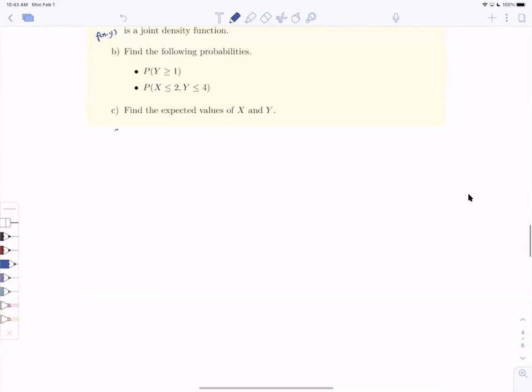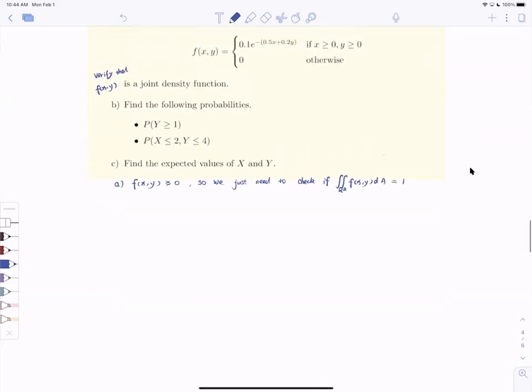So A, since it's pretty clear that f of xy is greater than or equal to 0, we don't really need to prove it. So we know that f(x,y) is greater than or equal to 0. So we just need to check if the double integral over R squared of f(x,y) dA equals 1. So that's why you need to check. So let's compute this.